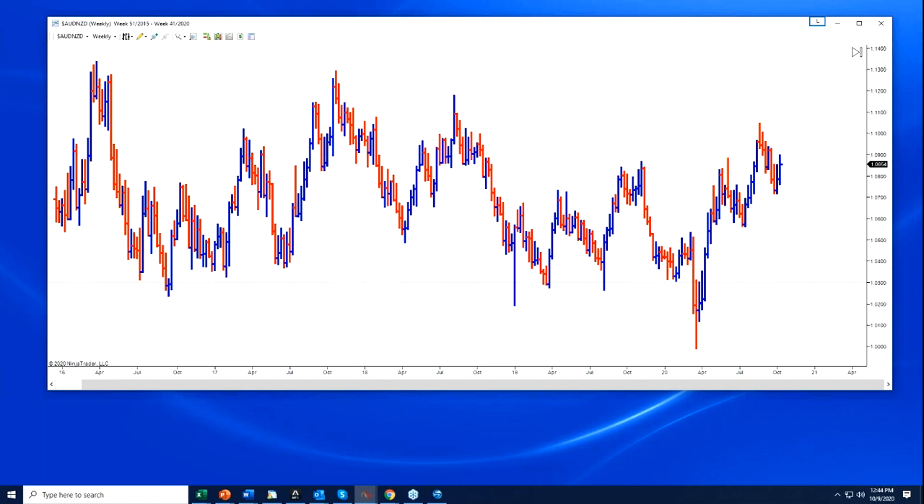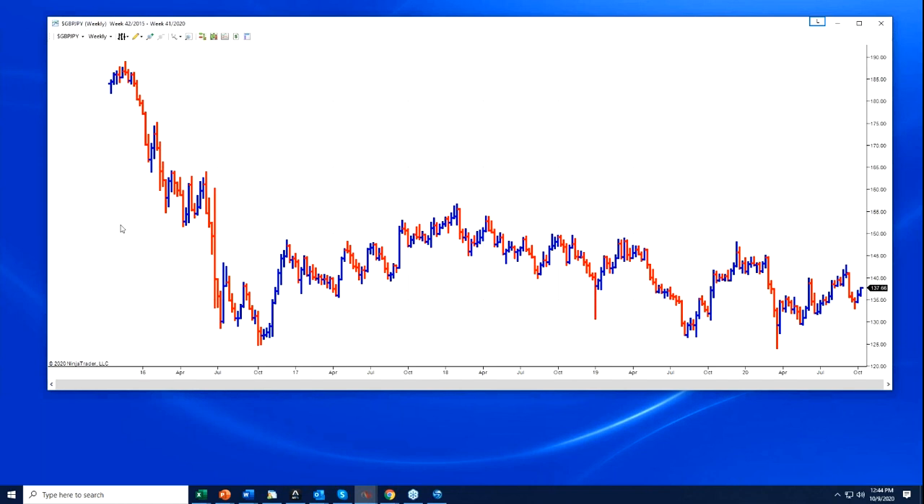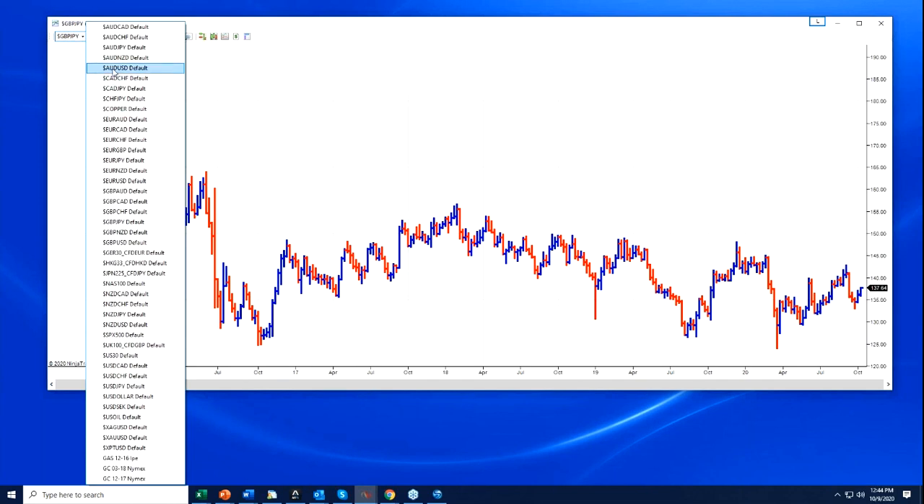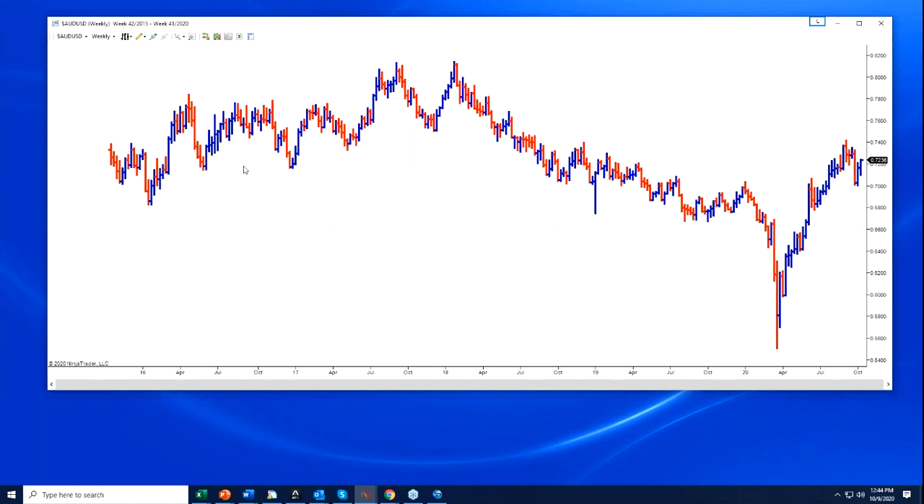And it looks like pound yen, we saw the cup and handle. The momentum is to the upside. I think 140 is very realistic. And the Australian dollar, US dollar looks like a really good risk reward trade.